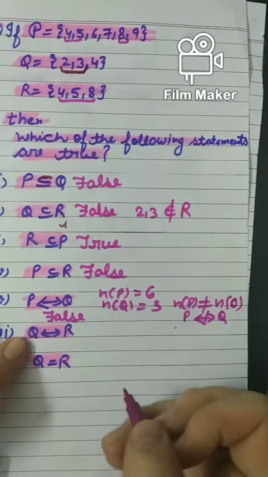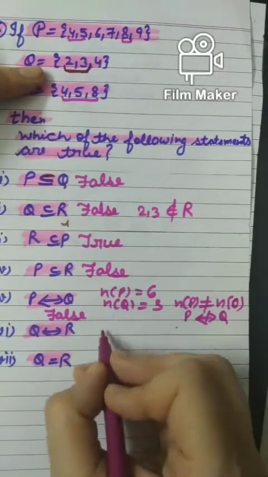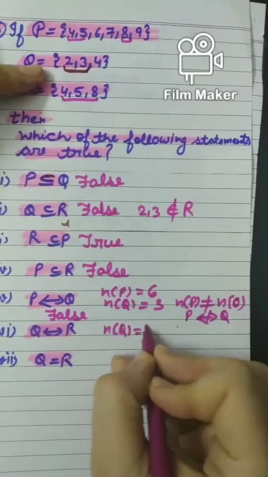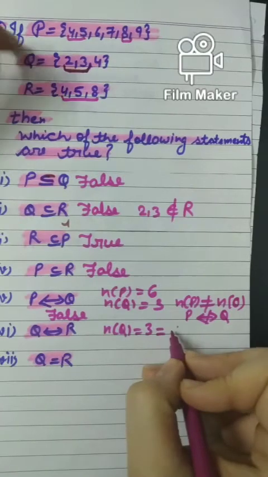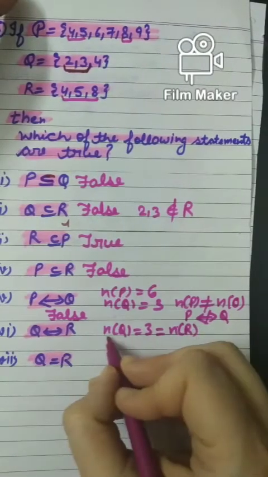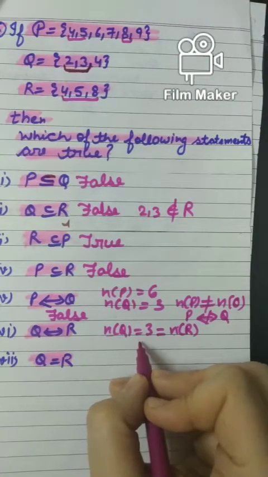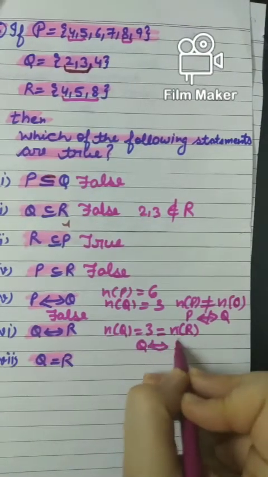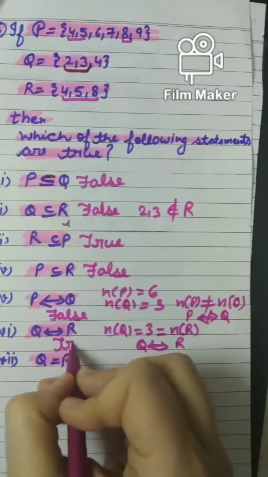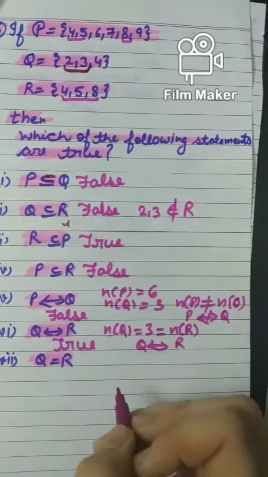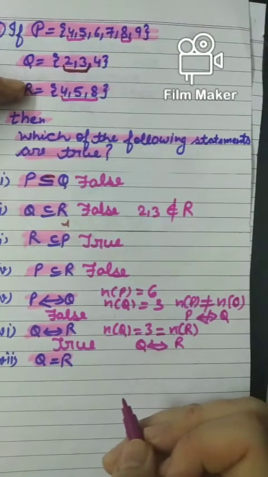Next, Q is equivalent to R. You see in Q we have 3 elements. We have to just see cardinality. In R also we have 3 elements. So the cardinality of Q and the cardinality of R is the same. Yes, they are equivalent. Okay, means Q is equivalent to R. So this statement is true. Clear?